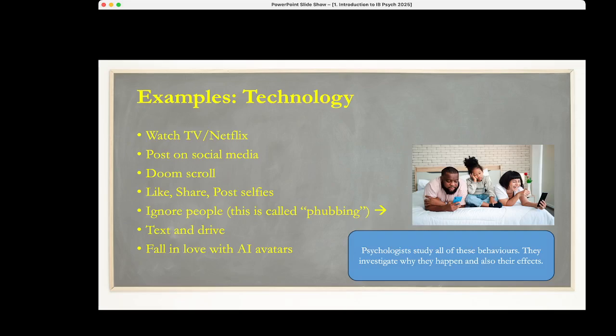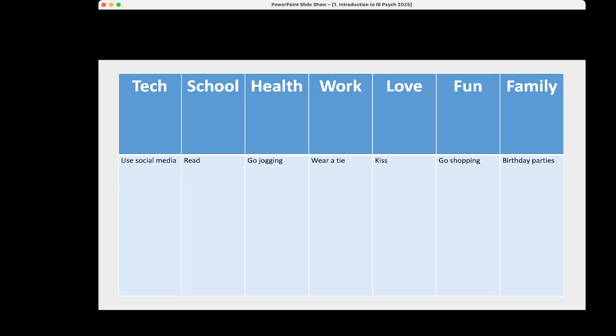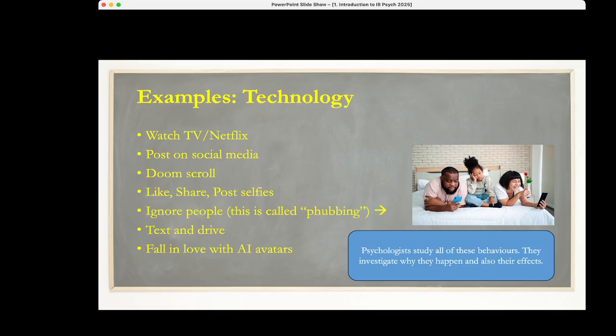I've put a slide here to go through some examples, right? Watching Netflix, posting, doom scrolling, sharing selfies, ignoring people, texting and driving, and the new one, right? Falling in love with AI avatars. These are all things that psychologists have studied, although the falling in love with AI avatars maybe not yet, but they're bound to. So that's the purpose behind this activity, just to get them to think about examples there in the real world. Feel free to adjust it as you need to in your class.